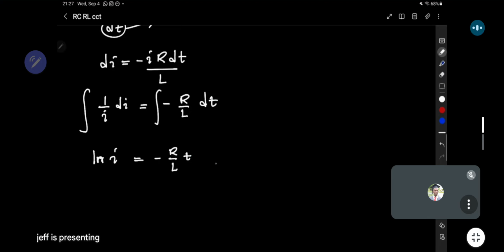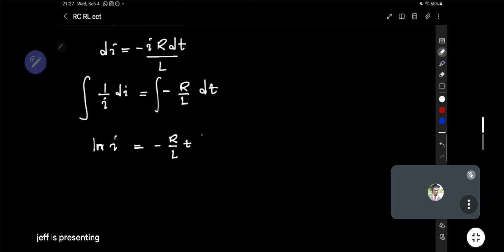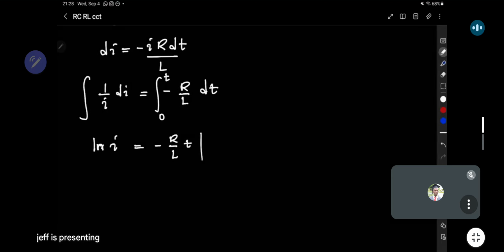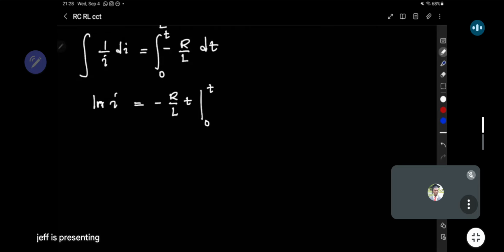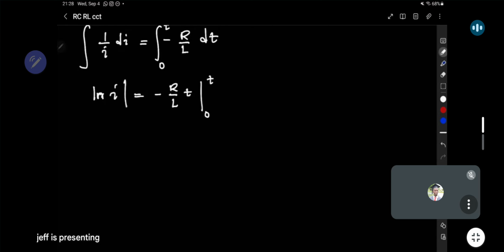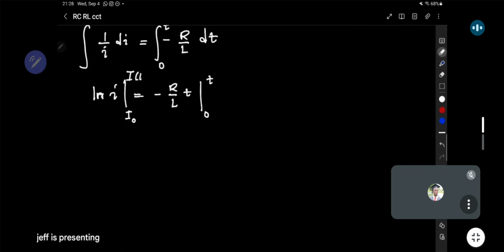We could also bring in some constant if we do not have limits. But if we are integrating from time 0 to some value of time t, meaning we have limits of integration, this is going to be from 0 to t. In such a case, what happens to our expression? On the left side, since this was an integral in terms of current, the current was changing from the initial current we had, which is I0, to some final value of current I at some time t.